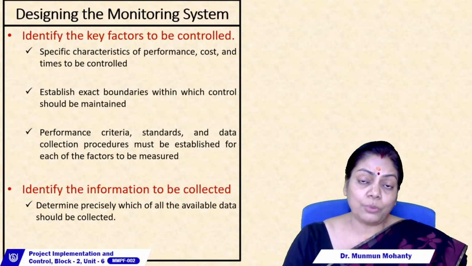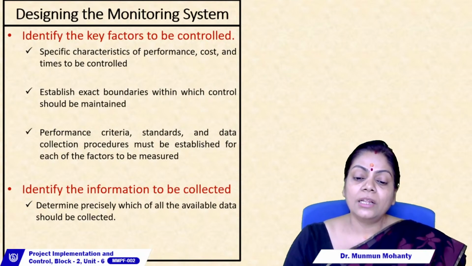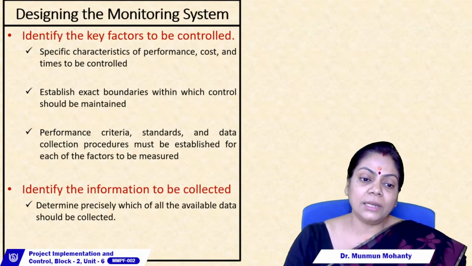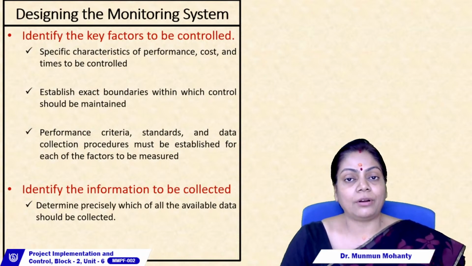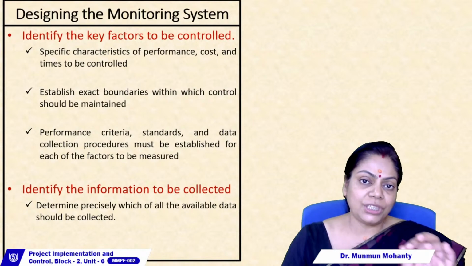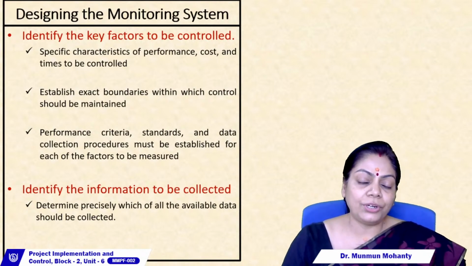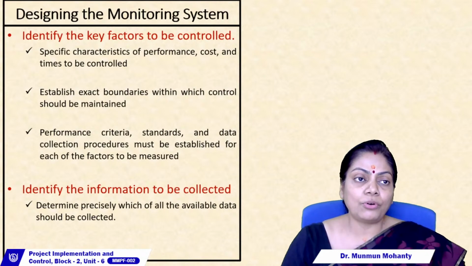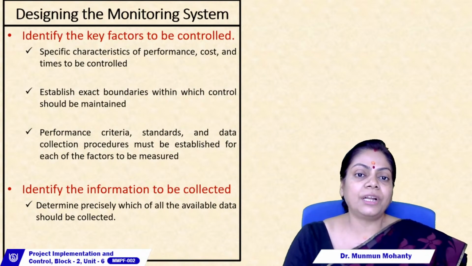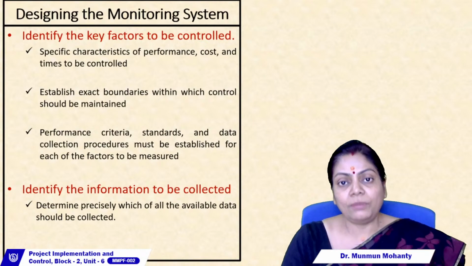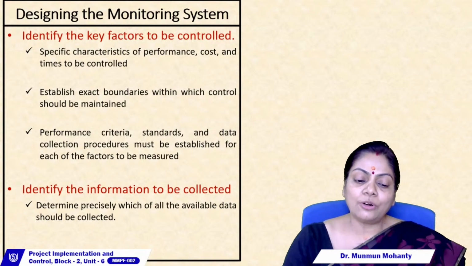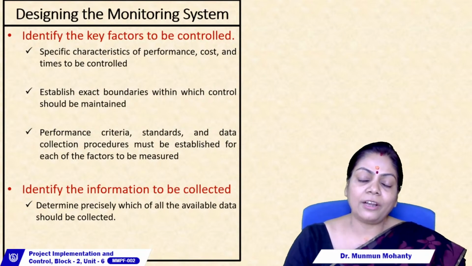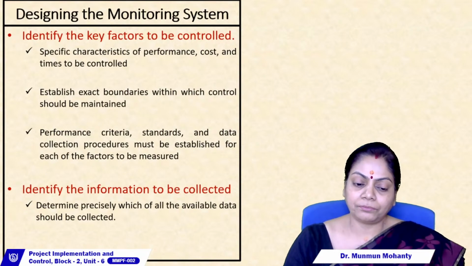However, the problem is that there will be a gamut of information available about a factor. You have to be very precise about which data are needed for me to monitor and which data are needed for me to control. Because if you get lost in so much data, it will only become noise. You will hardly get any information out of the data to be able to monitor the factor and to be able to control the factor.